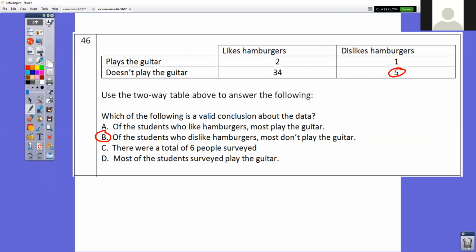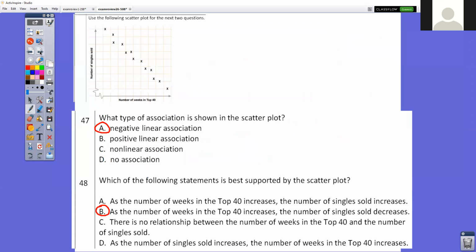Of students who dislike hamburgers, so students who dislike hamburgers, we're talking about those 6. Most don't play the guitar. Play the guitar is 1. Don't play the guitar is 5. 5 is most, so that is choice B.